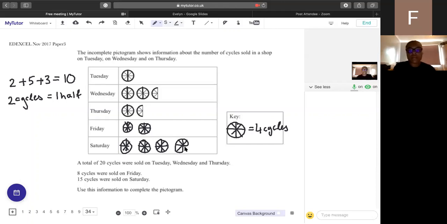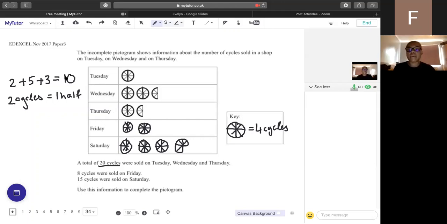And so someone's asked, how do you get 2 cycles equals 1 half? So what I did is they've told us that the total of 20 cycles was for Tuesday, Wednesday, and Thursday. So I split each of the wheels into a half, and I counted how many halves we had. We had 2 halves on Tuesday, 5 halves on Wednesday, and 3 halves on Thursday. So we had 10 halves of a circle. Now that means that 10 halves of a circle equal 20 cycles. So 1/2 equals 2 cycles. Hopefully that makes a little bit more sense.